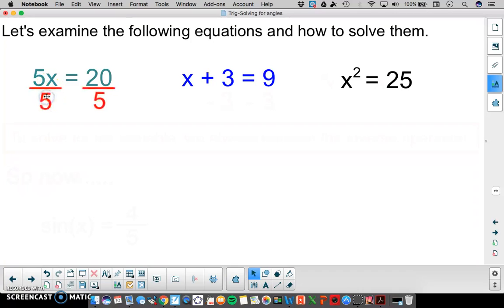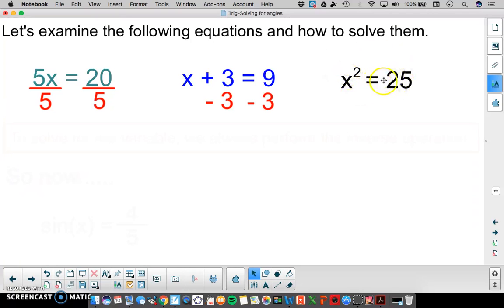Well, of course we know that we would just divide both sides by 5, because we're multiplying by this 5, so to get rid of it, we would divide by 5. In this equation, we have x plus 3 equals 9. To isolate the x, we would, of course, subtract 3.